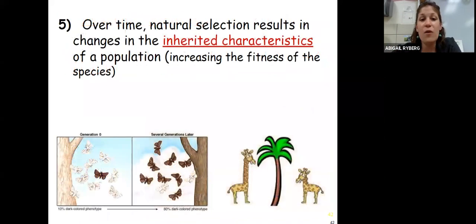They can find a mate, they can breed, they can successfully have babies and pass on those genes. And the fifth one is over time, natural selection results in changes in the inherited characteristics of a population. So basically, we are increasing the actual fitness of the species.